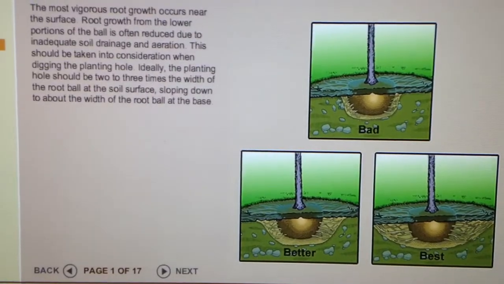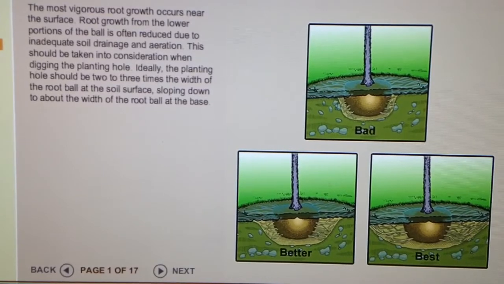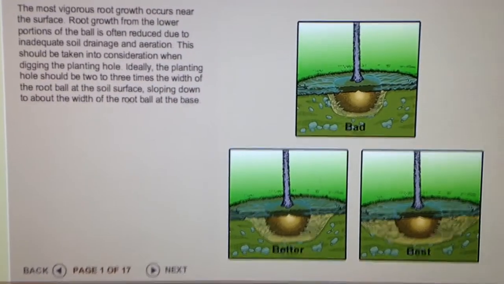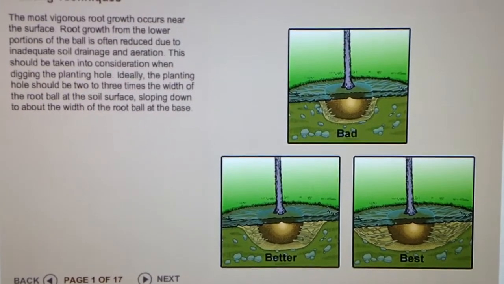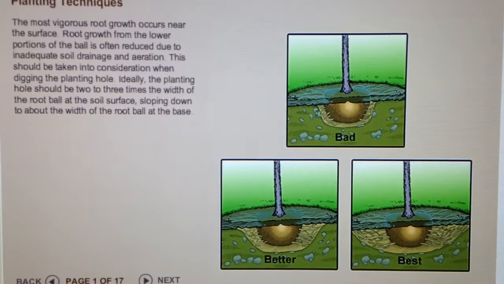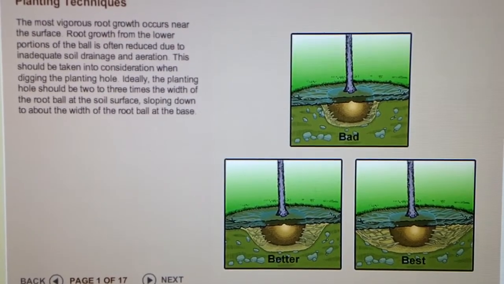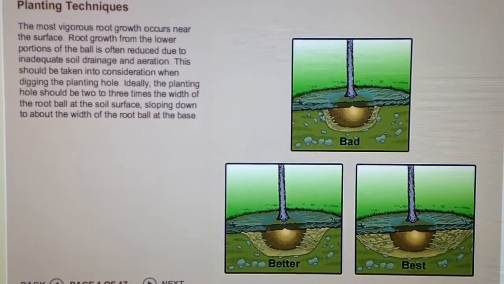The most vigorous root growth occurs near the surface. Root growth from the lower portions of the ball is often reduced due to inadequate soil drainage and aeration. This should be taken into consideration when digging the planting hole. Ideally, the planting hole should be 2 or 3 times the width of the root ball at the soil surface, sloping down to about the width of the root ball at the base.